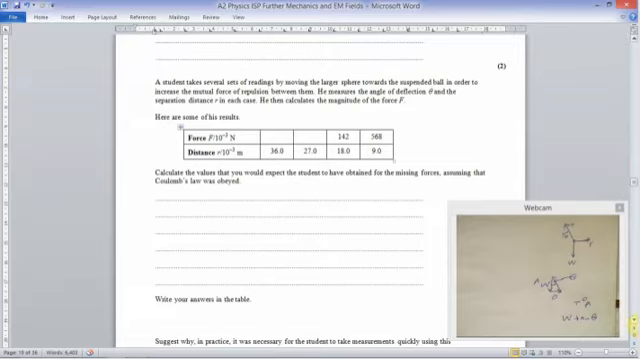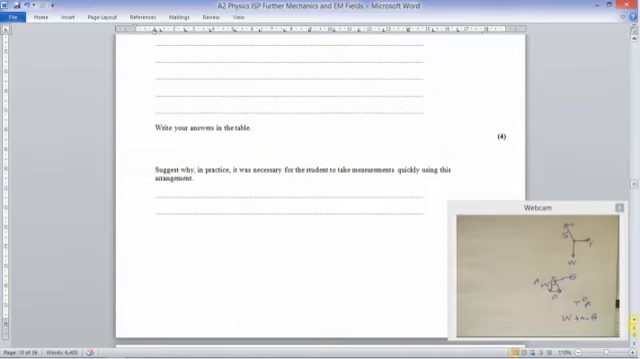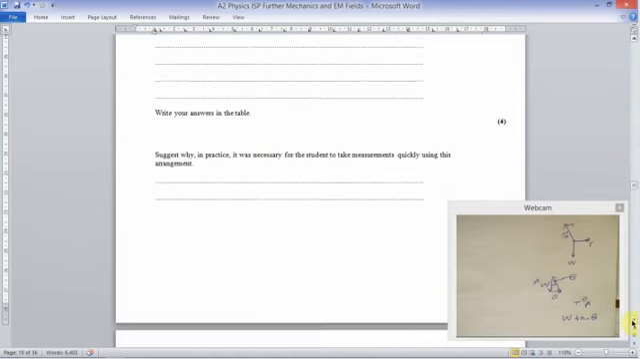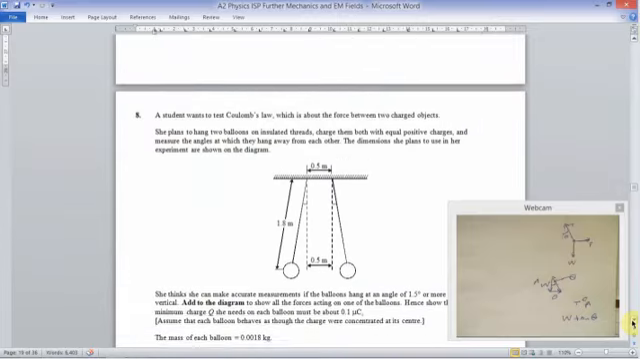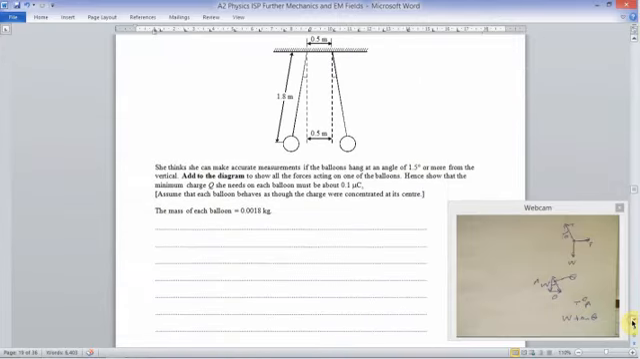And I'm wanting you to write the answers into the table correctly as well. So it's 4 marks, very, very straightforward. So it suggests in practice what is necessary for the student to take measurements quickly using this arrangement. Remember, charge leaks away. So there's an idea of discharge of charge that happens quite quickly. So it's charge leaking away, so you need to do that very, very quickly. So genuinely a nice 10-mark question. You can see that it comes up quite often, considering it's asked again.